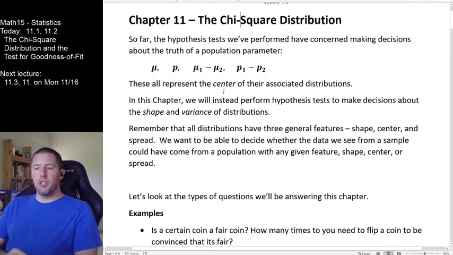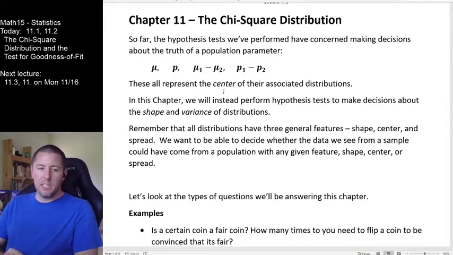Our sampling distribution for the sample mean is centered at mu. Our sampling distribution for a sample proportion is centered at p. So these are representative of centers of distributions.